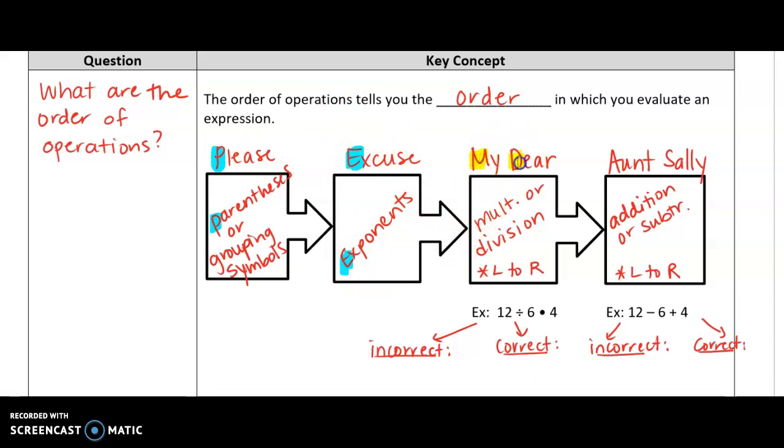This is what I don't like: the my dear and Aunt Sally. My and dear stand for multiplication and division. Aunt Sally stands for addition and subtraction. But we have to remember that you have to do these from left to right. In other words, you can't always do multiplication, then division. If division comes first, left to right, then you do that.